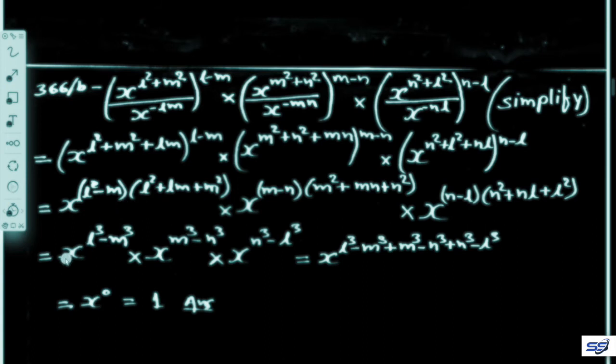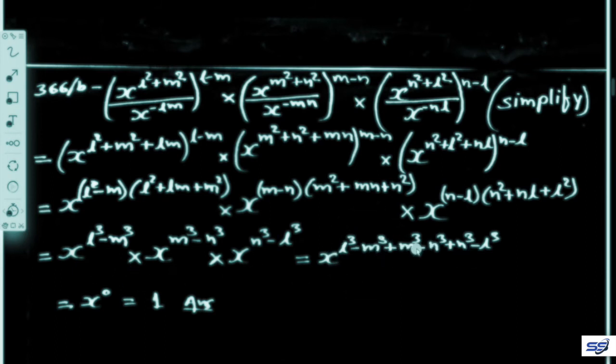That is, it equals x power l cube minus m cube into x power m cube minus n cube into x power n cube minus l cube. Now the base x is the same, so the powers shall be added: x power l cube minus m cube plus m cube minus n cube plus n cube minus l cube.